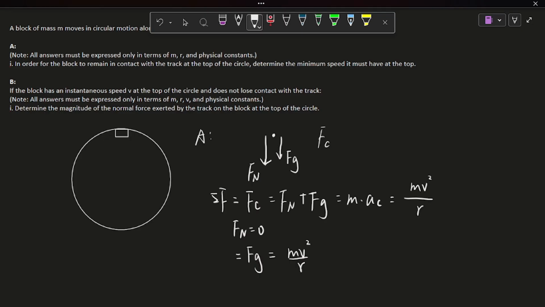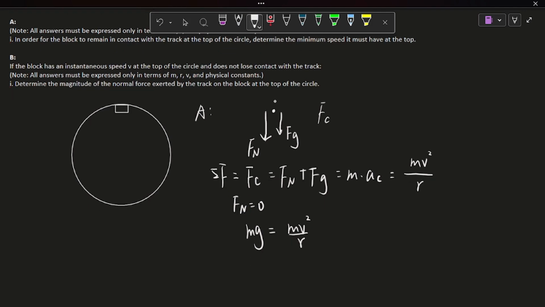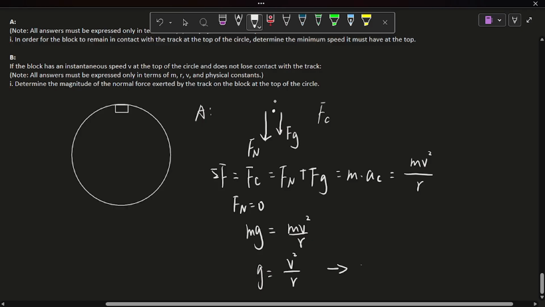What is Fg? It's equal to mg, right? So we can put them together: mg is equal to mv squared over r. You can easily see that m can be cancelled out, because both of the m are the mass of the object. So we get g is equal to v squared over r, which gives us v is equal to the square root of gr.